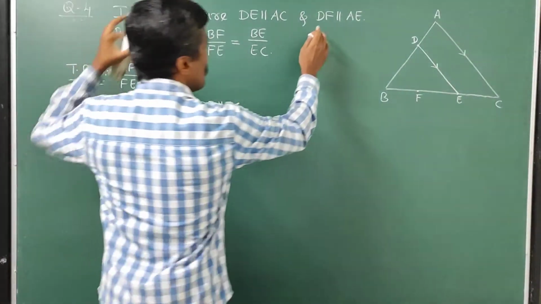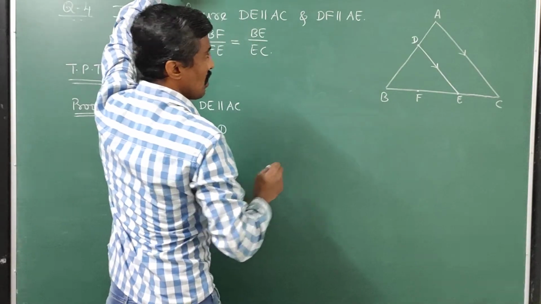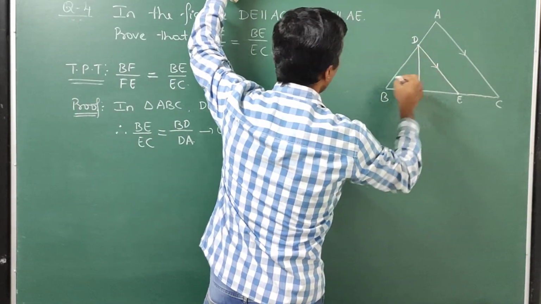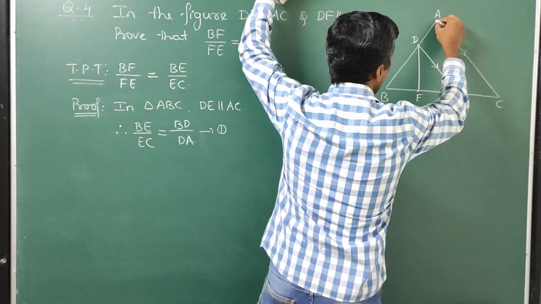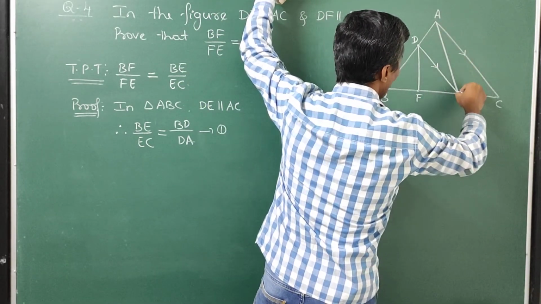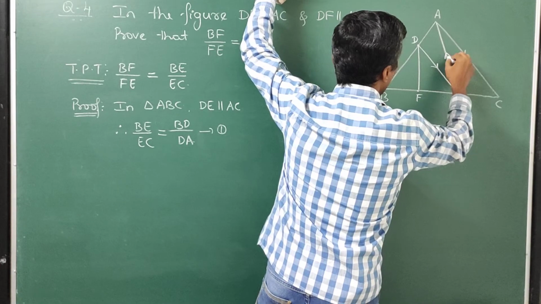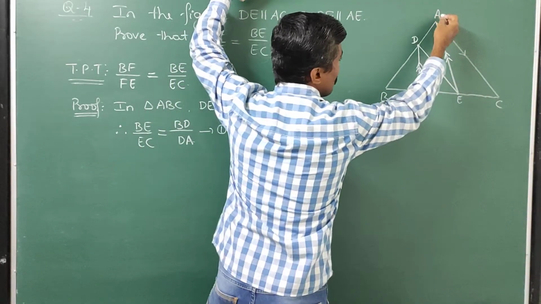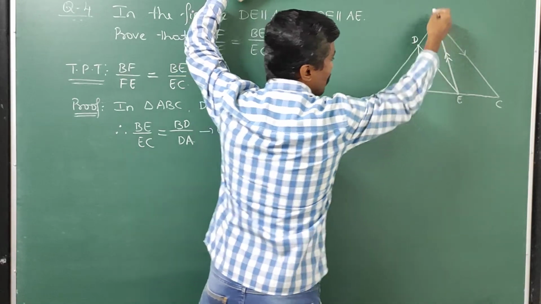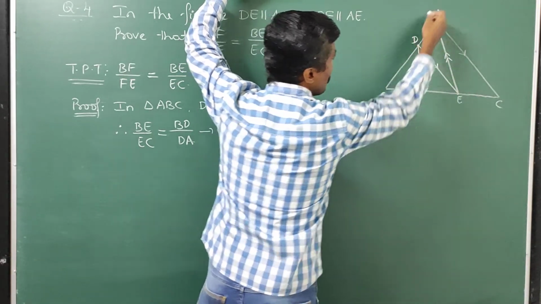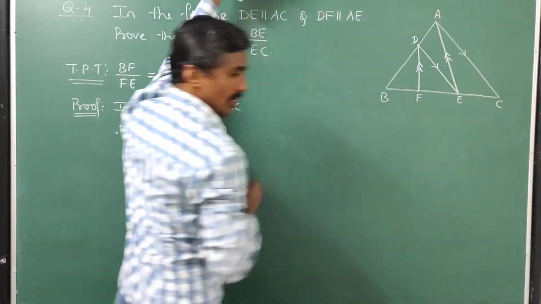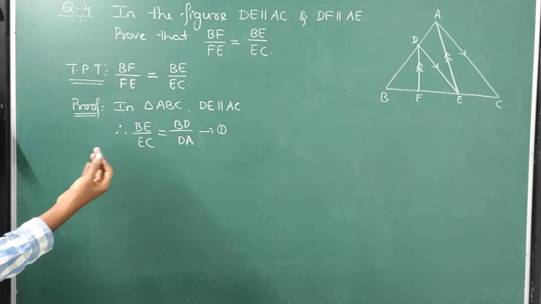Next, DF is parallel to AE. Let me join DF, parallel to AE, and let me join AE also. I'll put the arrow mark like this. Now DF is parallel to AE, so we have to take the triangle BAE, or you can take triangle ABE. It is your wish.